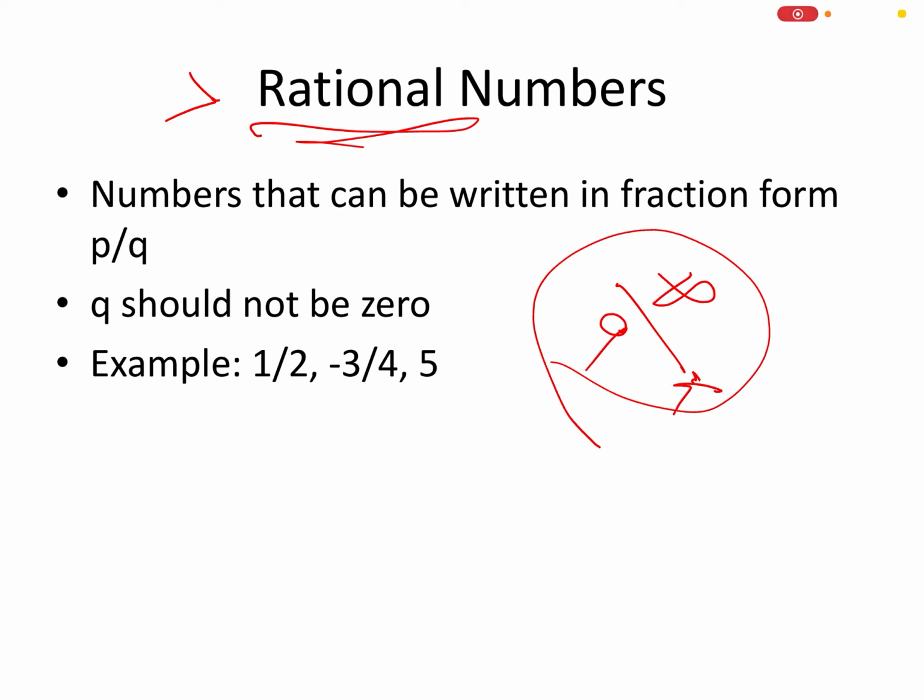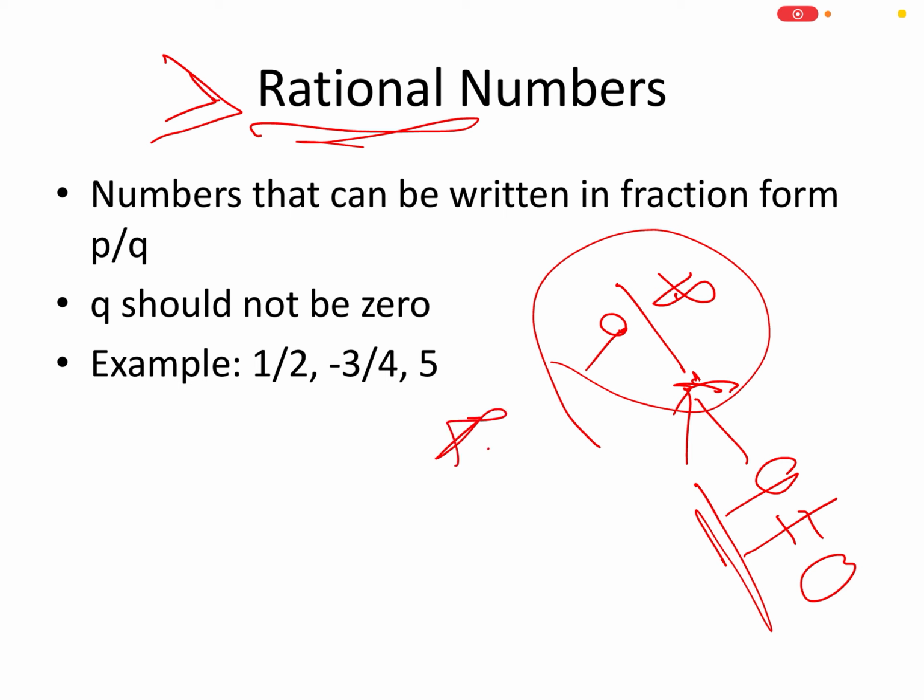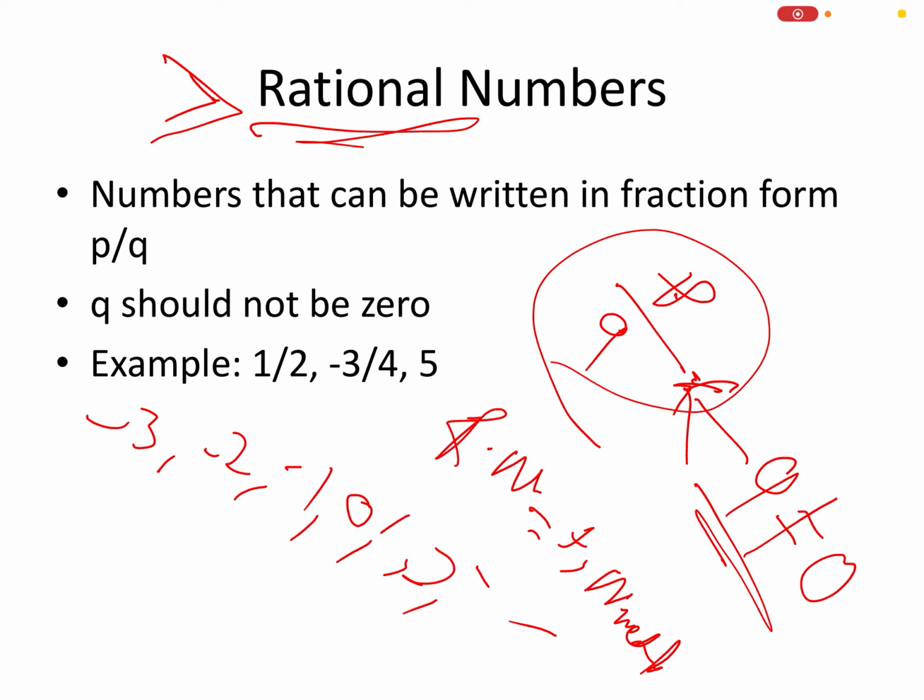This is the representation of a number. When a number represents itself in a p by q form, where q is not equal to 0, these numbers are rational numbers. But let me give you an example, and that example will give you the clarity. Please make sure rational numbers could be positive, they could be neutral, and they could be negative.